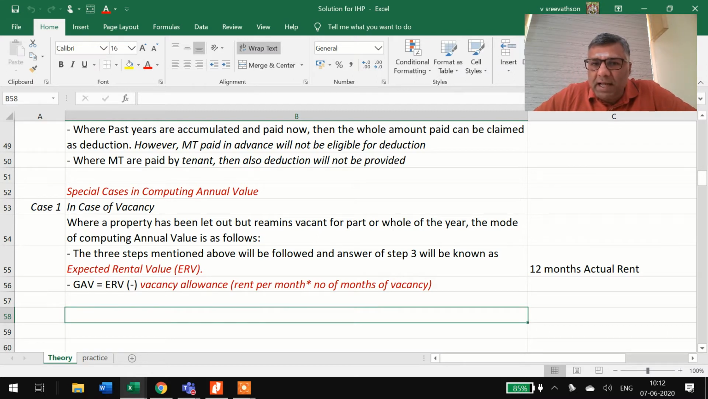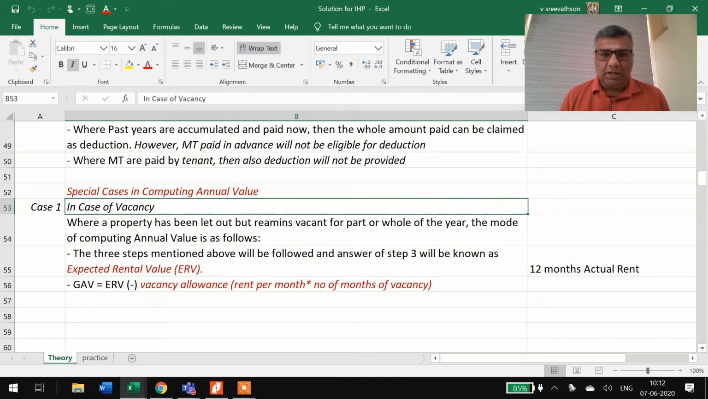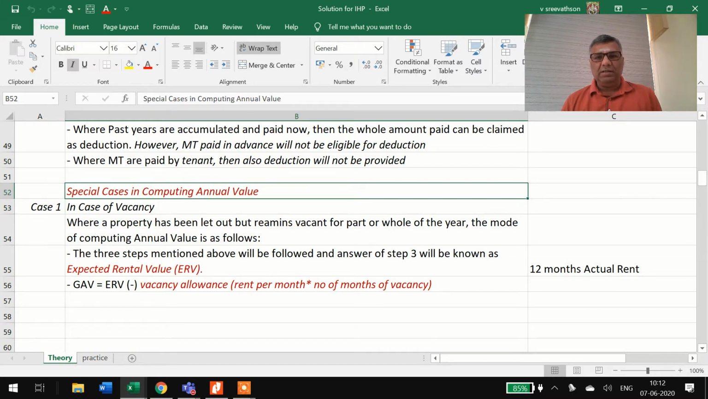Please understand that municipal taxes paid will be allowed only if it is paid by the owner. Past years' accumulated taxes paid now will be allowed fully, whereas whatever is paid in advance, I will not allow. We did some questions. Then we started understanding the special cases. At that time there was a small technical snag we faced.